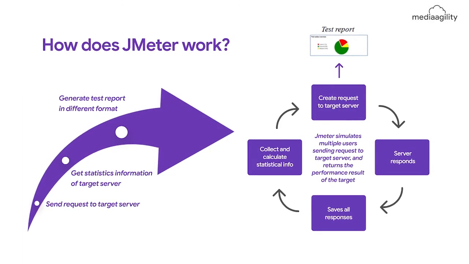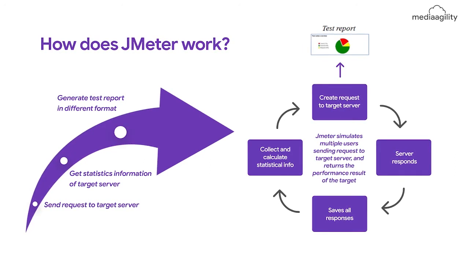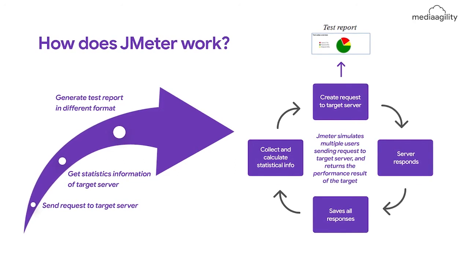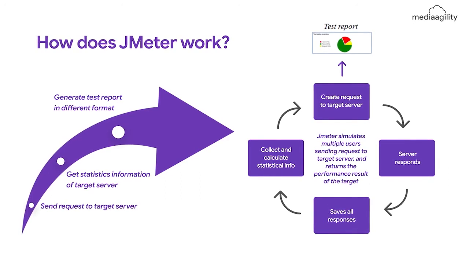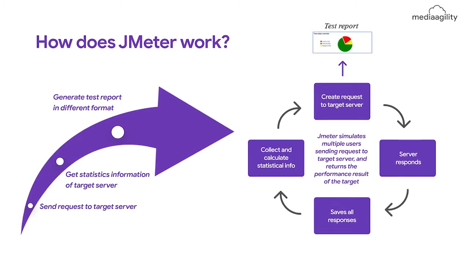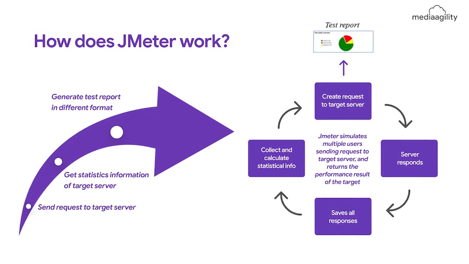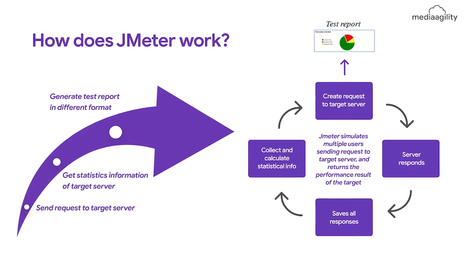This is the basic workflow of JMeter, how JMeter works. It creates a request to the target server, and when the server responds to that request, it saves all the responses, like response time, throughput, and other things. Lastly, it calculates all the data into statistical info, and we can get a test report in different formats, like CSV or HTML.